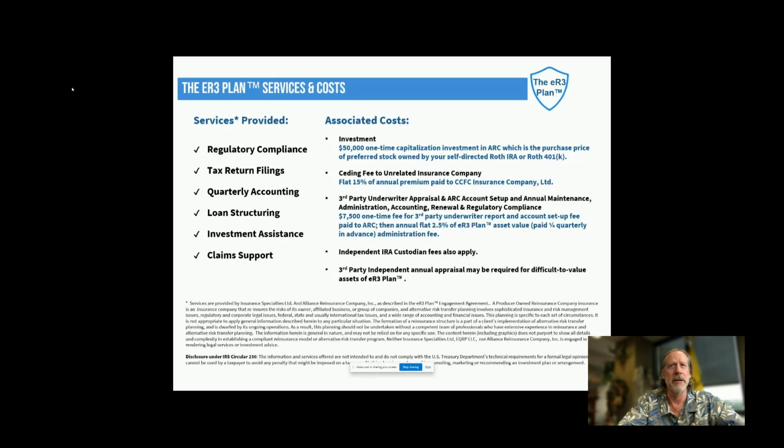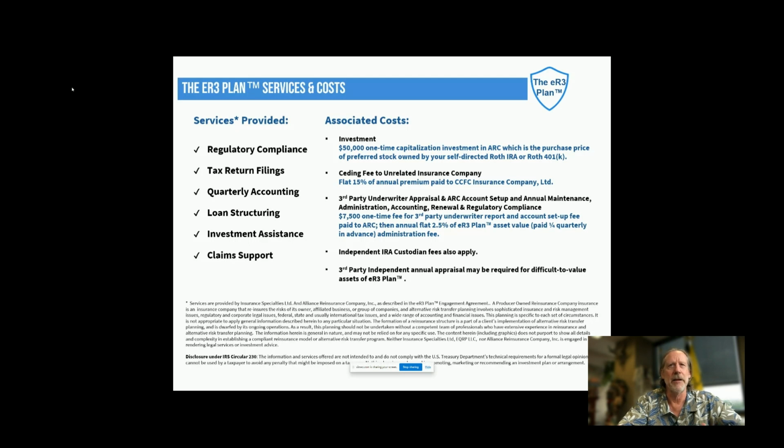As premium comes in, it goes through the CCFC insurance company. They carve off a 15% seeding fee, which covers their costs, plus allows them to cover claims above and beyond the amount of the money that's sitting in the checking account if there was a claim. There's a $7,500 one-time appraisal fee to get set up, similar to those reports that Craig was sharing with us earlier.